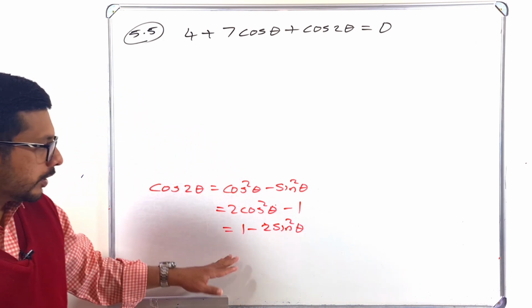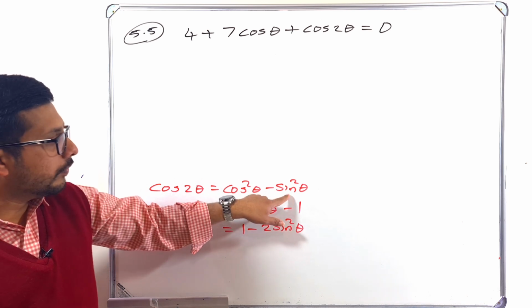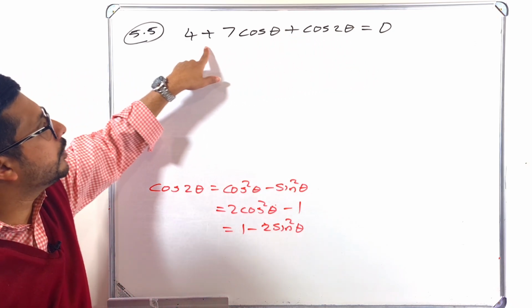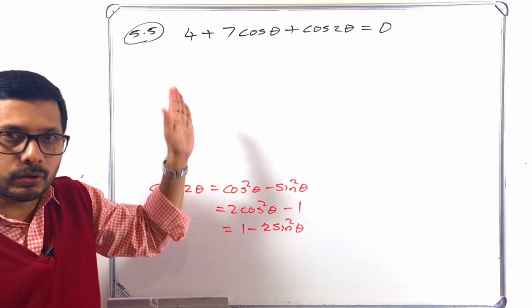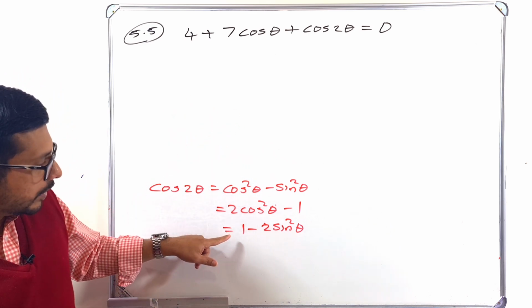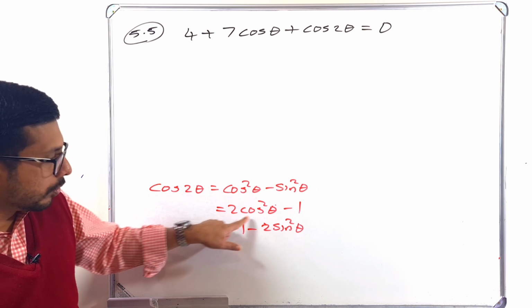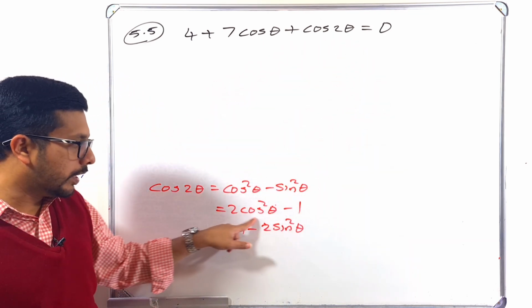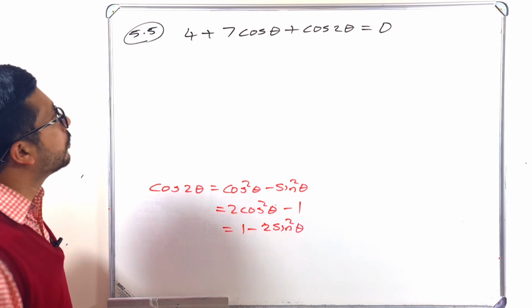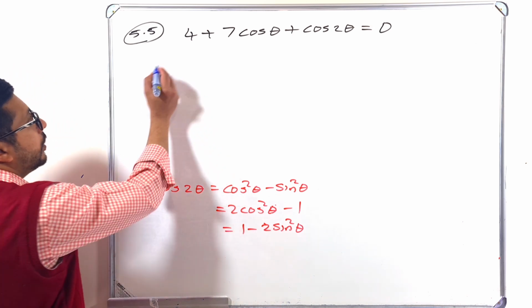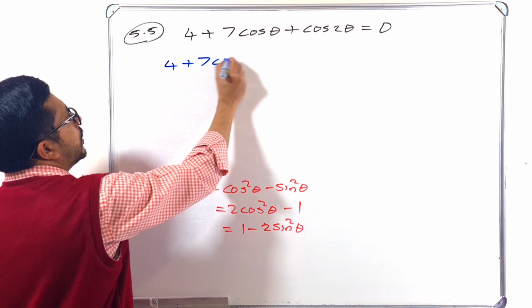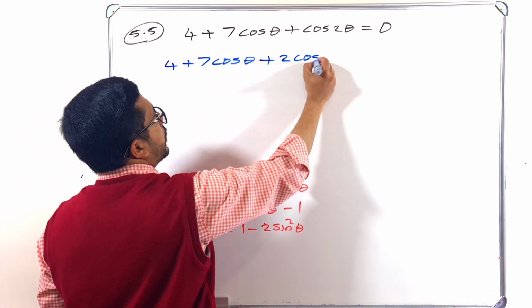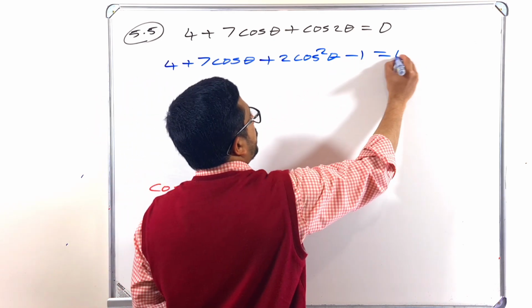In these three expressions, if I take the first one, I will get an extra sin square theta, but I don't want that sin theta. I want to convert this into a cos quadratic equation. So for that, which must I take? The second one, 2 cos square theta minus 1, for this cos 2 theta. So instead of cos 2 theta, I'm going to write this identity. Let's write: 4 plus 7 cos theta plus 2 cos square theta minus 1 is equal to 0.